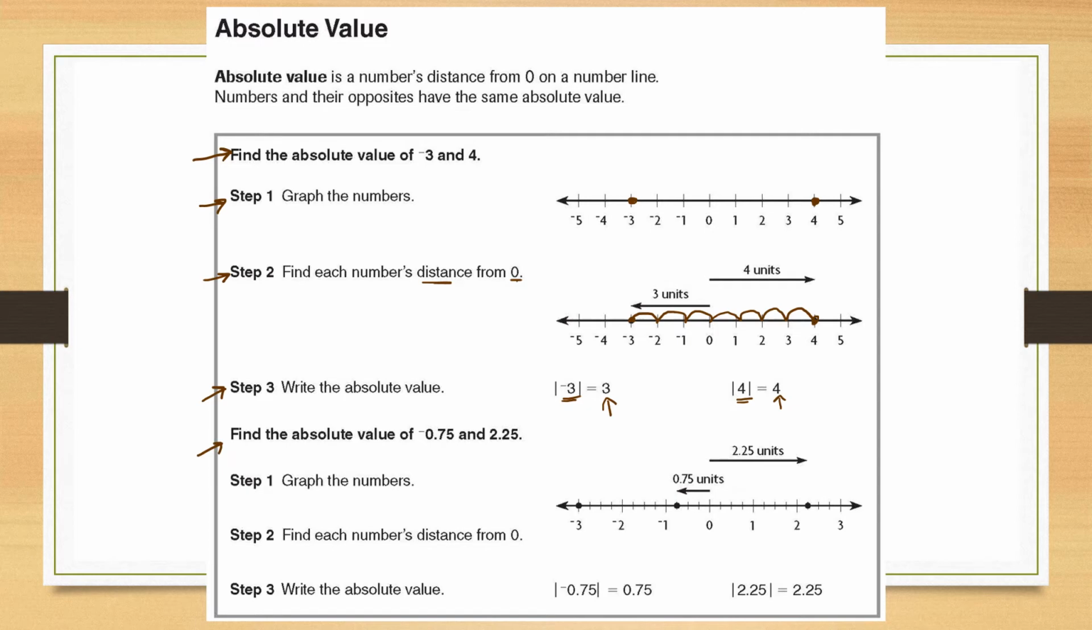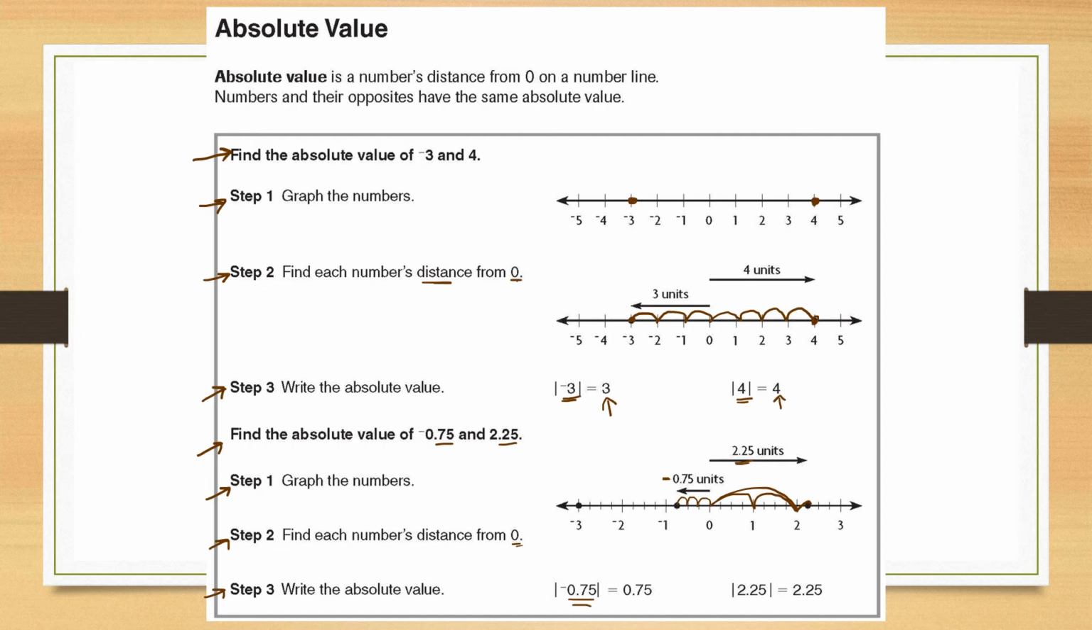Find the absolute value of -75 hundredths and 2 and 25 hundredths. Step 1. Graph the numbers. -75 hundredths is 75 hundredths away from 0. 2 and 25 hundredths is 2, 1, 2, and 25 hundredths units away from 0. Step 2. Find each number's distance from 0. Step 3. Write the absolute value.